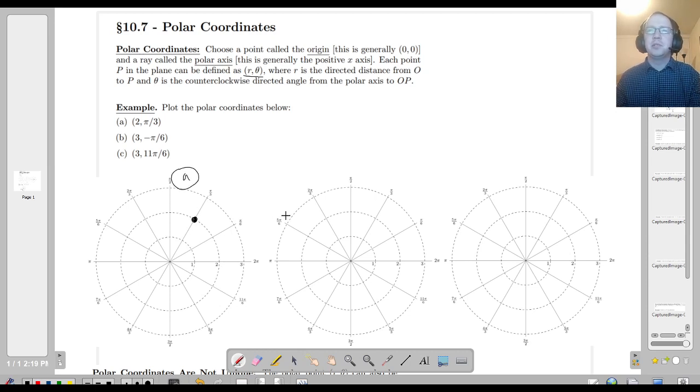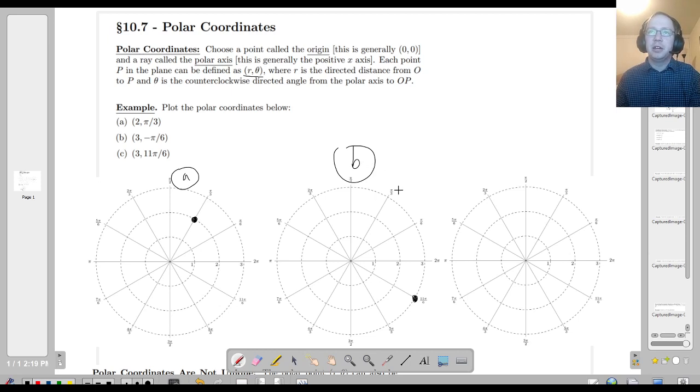Okay, part B is a little bit weird. Notice this has a negative angle. So if you have a negative angle, it's exactly what you'd think based on negative angles from the rest of the course. Instead of moving in the counterclockwise direction, we'll move in the clockwise direction. So negative pi over 6 and a distance of 3, that puts us right there.